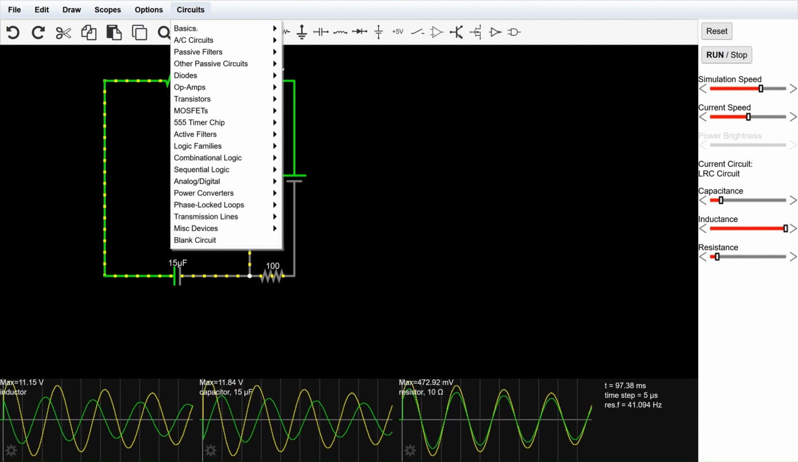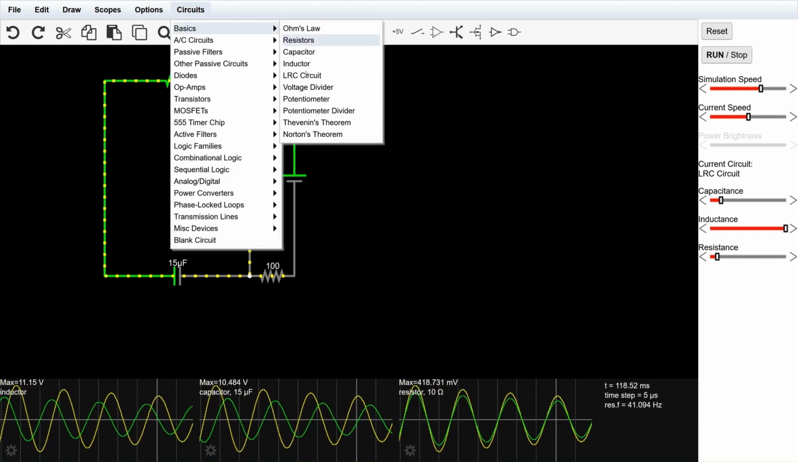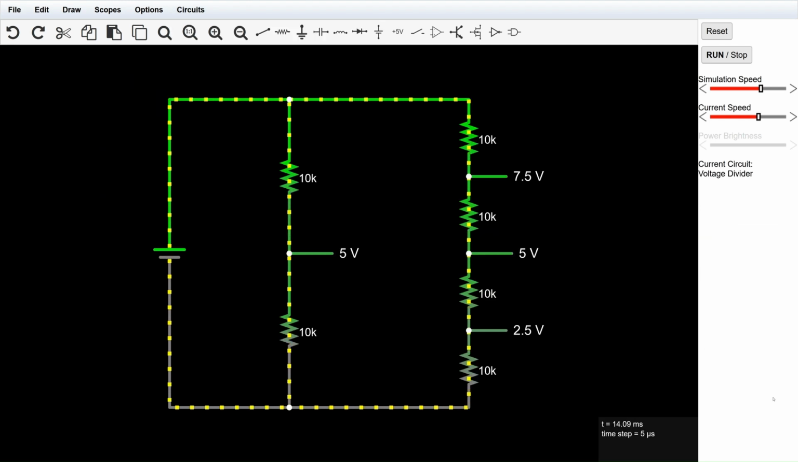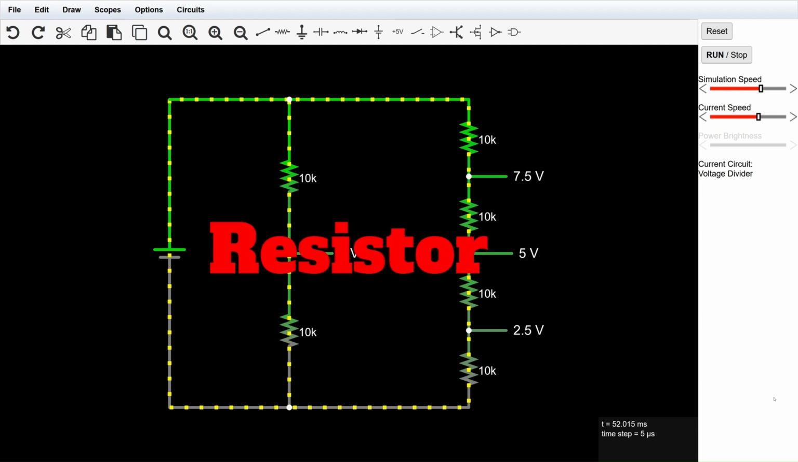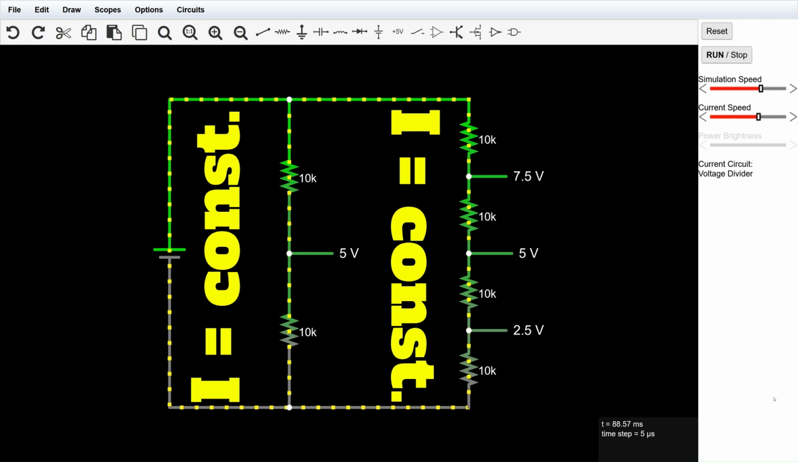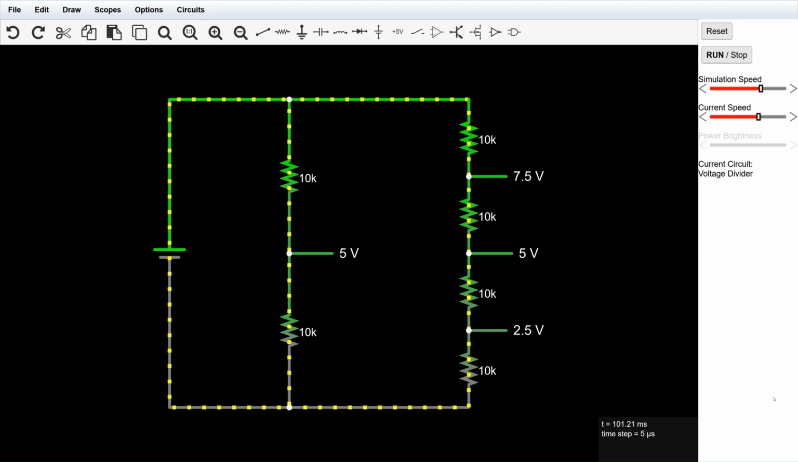Hey everyone! Today, we're diving into the voltage divider part of the Falstad series. As the name suggests, this circuit is all about splitting voltage, but how exactly does it work? Well, as you probably know, a resistor limits the current flowing through a circuit. In a series circuit, the current stays the same, so the voltage gets divided across the resistors. Let's take a closer look.